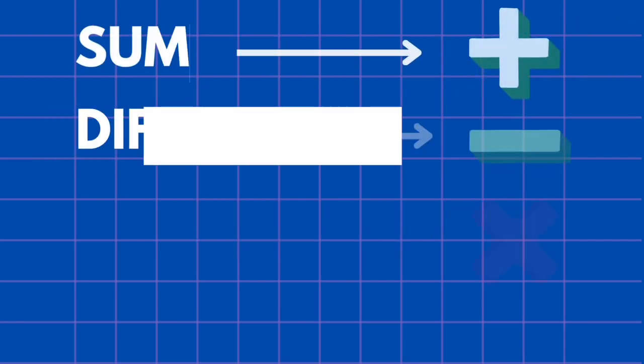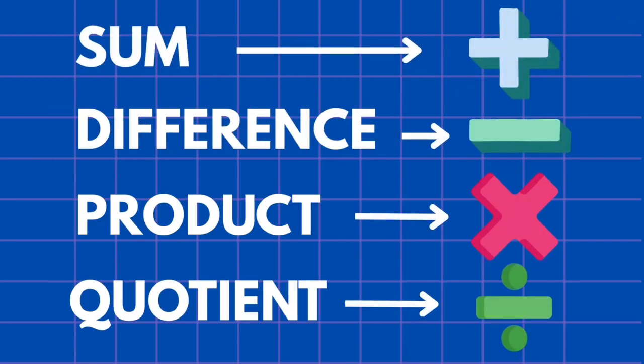Before we go to Step 2, it's important we go over the terminology used in word problems. When a word problem says sum, we know that the equation will have addition. If it says difference, it will be subtraction. Product is referring to multiplication, and quotient is division.